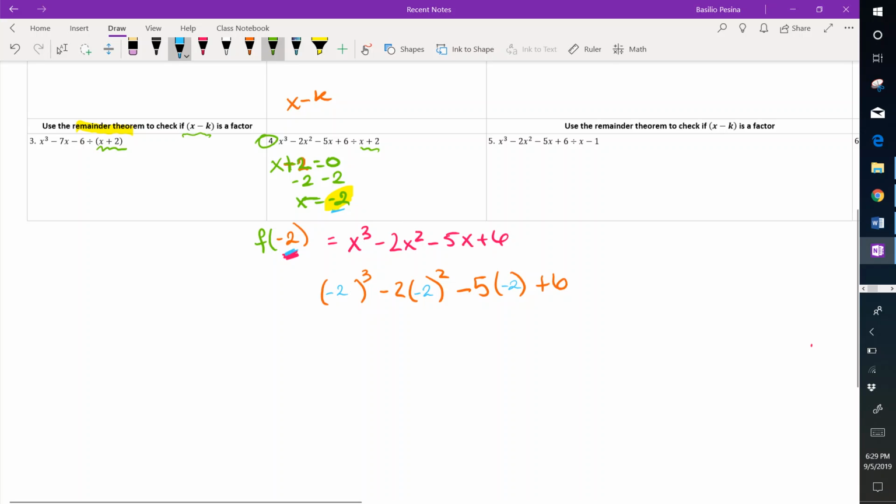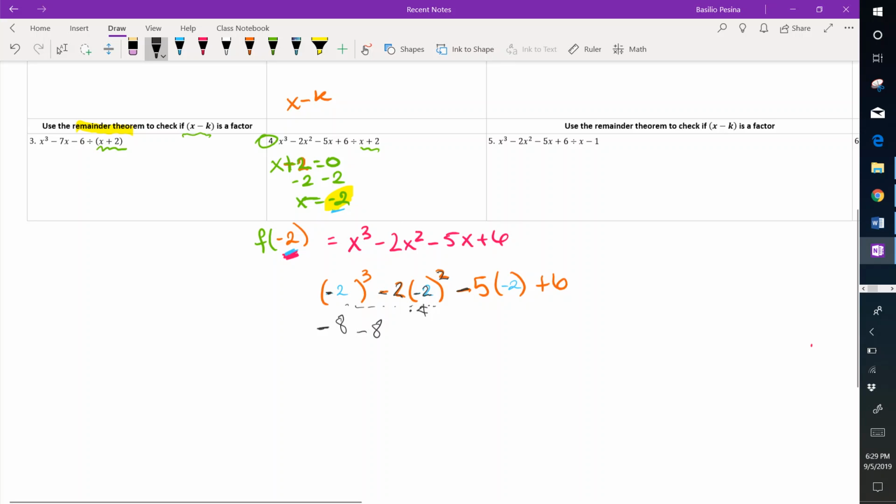Then I simplify. Okay, I have a negative 2 to the third degree, so that's negative times negative times negative, that is negative, and then 2 times 2 times 2, that is 8. I go ahead and continue. I got a negative 2 squared, so that's negative 2 times negative 2, that is a 4, but on the outside it's being multiplied by this negative 2, so that is another negative 8. So I've taken care of all of this so far.